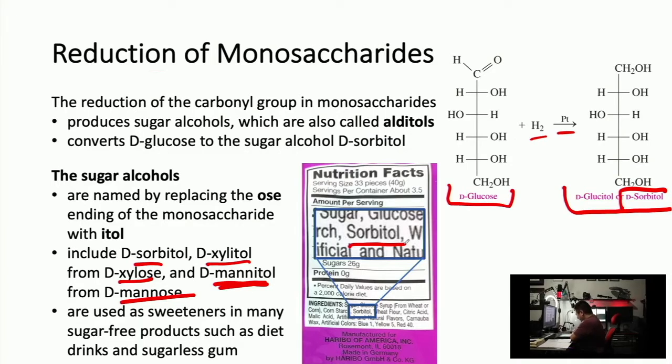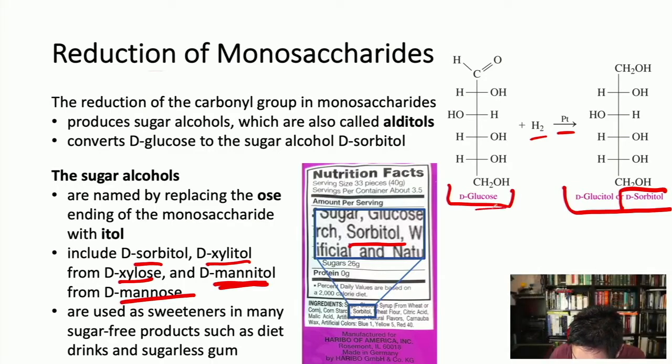But that being said, I forgot to mention that when a sugar that ends in -ose, like glucose, gets reduced into a sugar alcohol, the name changes to -itol, right? So that's why D-glucose has turned into D-glucitol, or in this case, sorbitol, D-sorbitol. Sorbitol is easier to say.